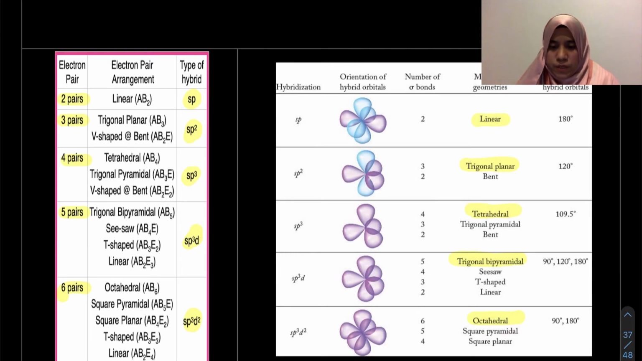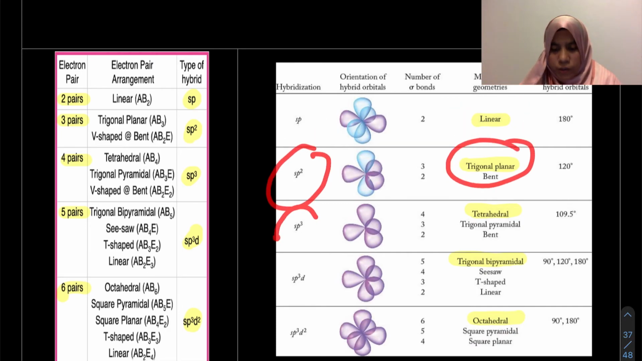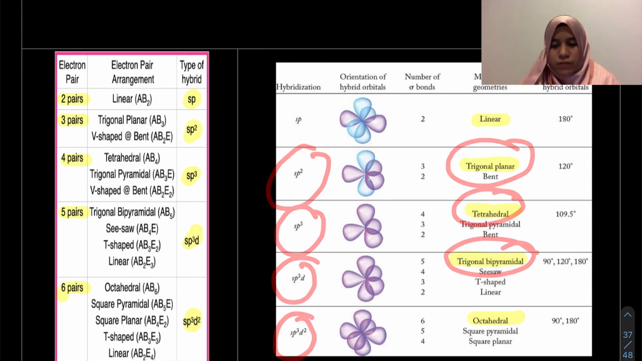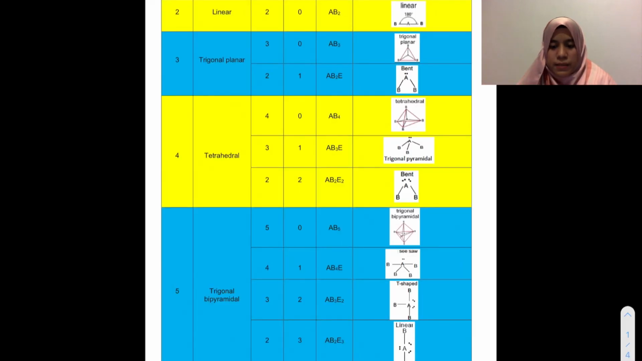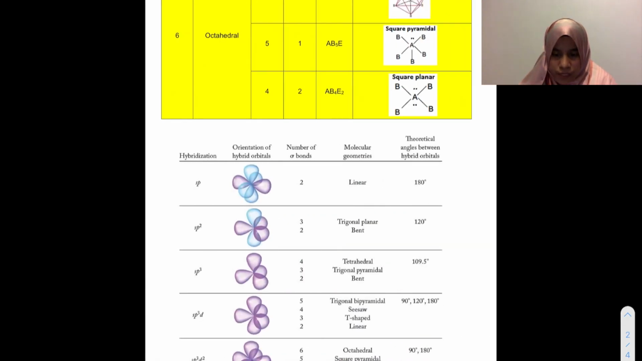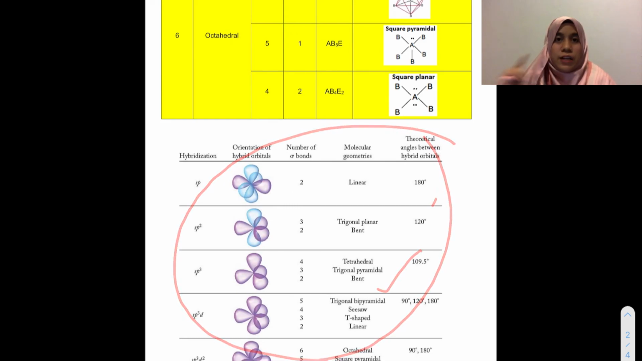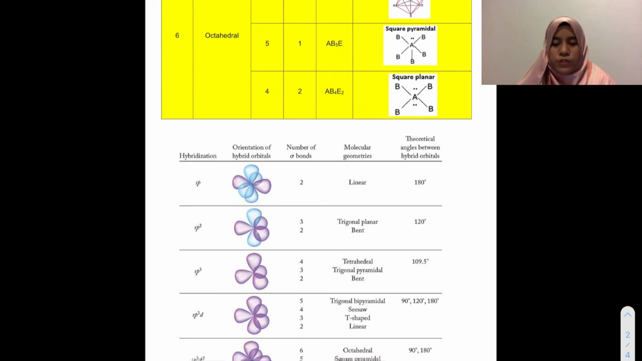Okay, so remember, kalau SP, the shape dia adalah linear. Okay, kalau SP2, trigonal planar, SP3, tetrahedral, SP3D, trigonal bipyramidal, SP3D2 is octahedral. Kalau ada lone pair nanti kamu senang nak arrange, sebenarnya kena faham daripada shape-shape ni lah. Okay, kalau tak ingat yang shape ni, boleh tengok balik pada summary ni. Yang summary ni, at least kamu nampak lah macam mana nak draw dia. Jangan lupa, this document is available on your GC.